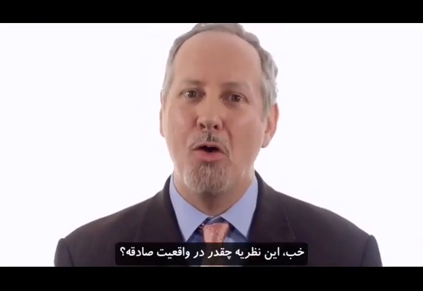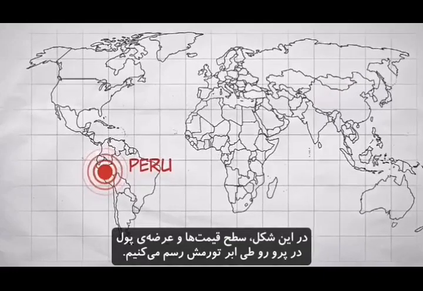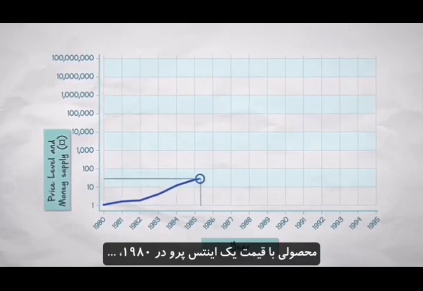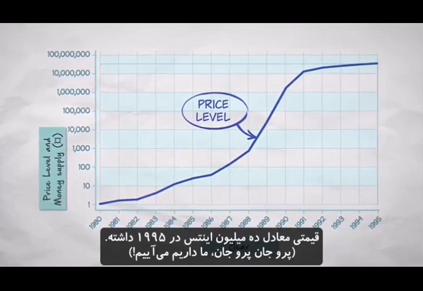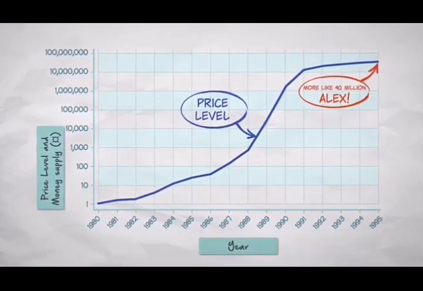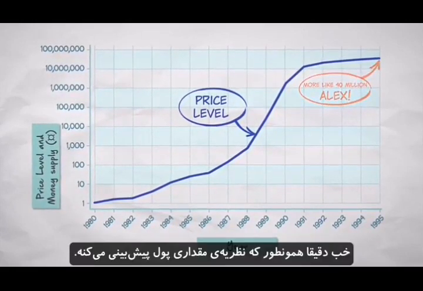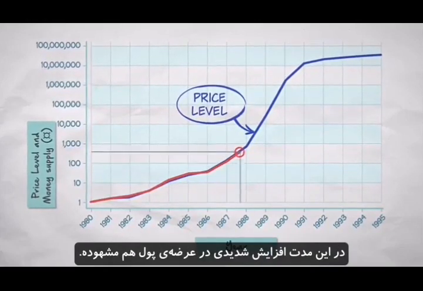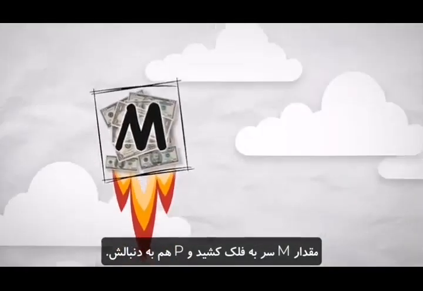Okay, how well does the theory hold up? In this figure, we plot the price level and the money supply from Peru during its hyperinflation. A product with a price of 1 Peruvian inti in 1980 would have cost 10 million intis by 1995. Now what caused this massive increase in prices? Well, just as the quantity theory would predict, we also see at this time a massive increase in the money supply. M skyrocketed, and so did P.